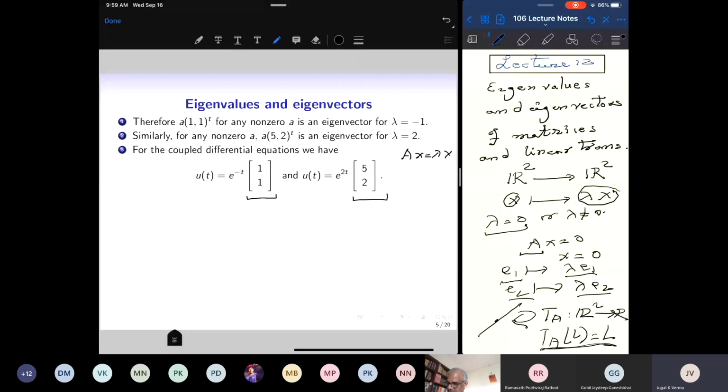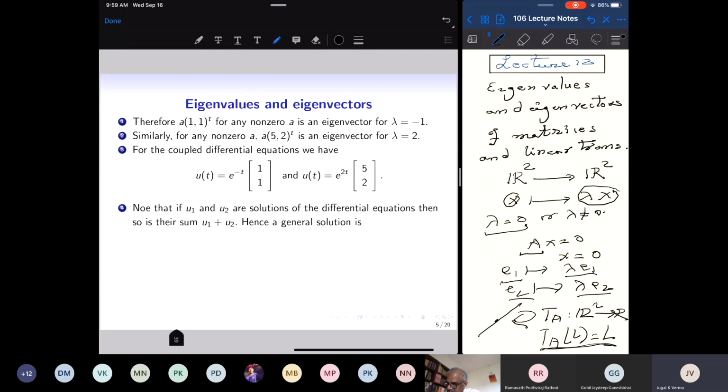So u(t) is equal to e to the power minus t, where lambda is equal to -1, so e to the power lambda t times the eigenvector. This is e to the power lambda t, with lambda equal to 2, times the eigenvector. And so therefore these are the functions: v equal to e to the power minus t plus 5 e to the power 2t. So u1 and u2 will give rise to solutions.